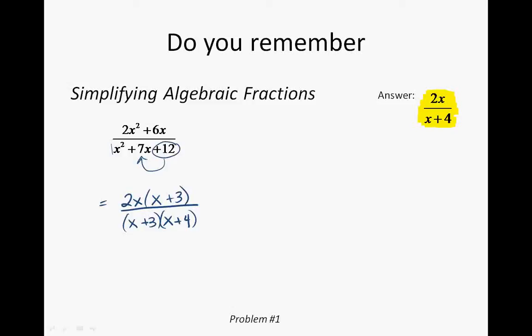Now that we've factored both the numerator and denominator, compare the two and look for any common factors that will cancel. In this case, my common factors are x plus 3 over x plus 3. So I cancel those out, and what's remaining is 2x over x plus 4. There's my final answer.